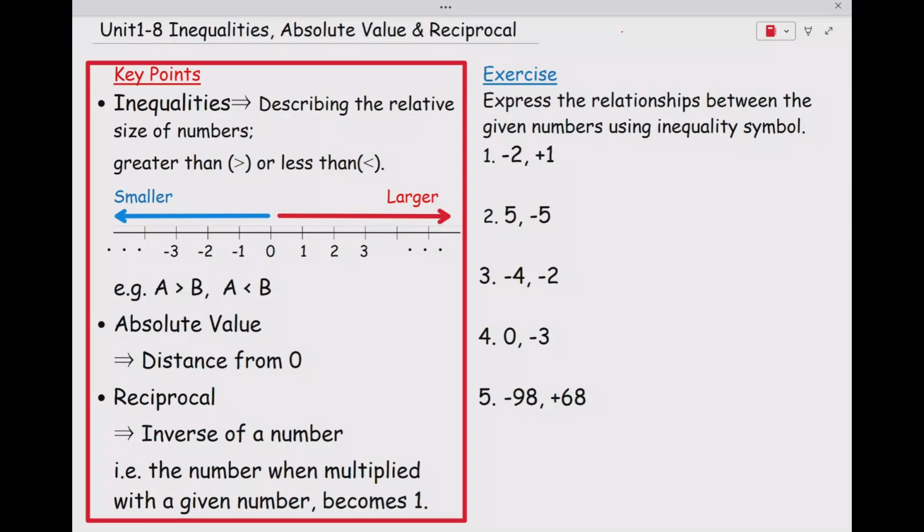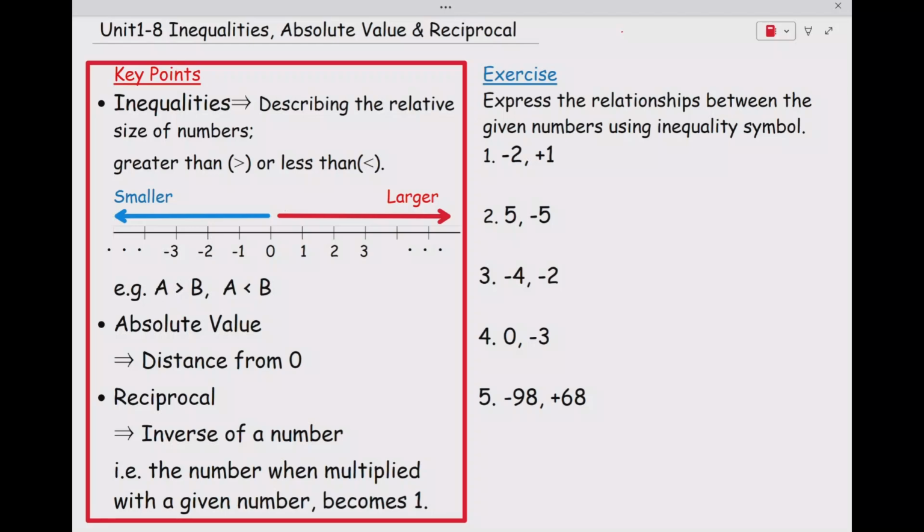Today's topic is the last video of Unit 1. And as a supplementary, we will be learning the terminologies like inequalities, absolute value, and reciprocals. Each of these is a very simple concept, so I'll just go through them quickly.